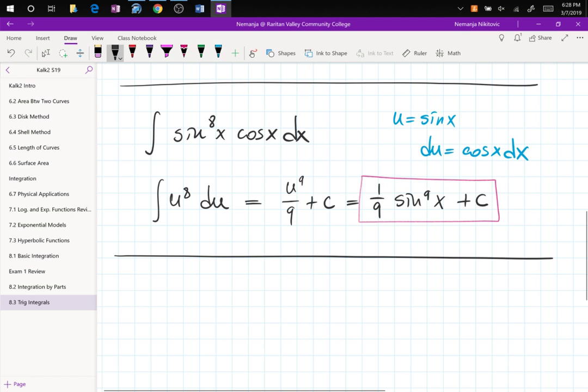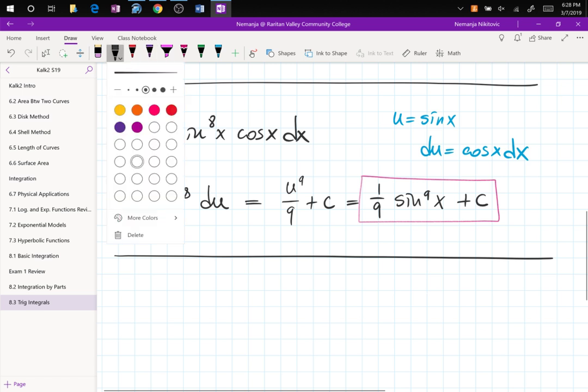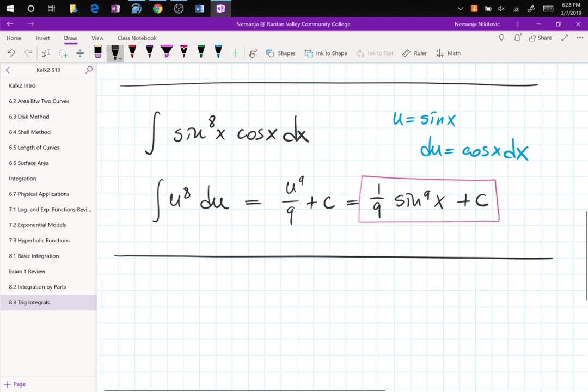Is it possible to do this problem the other way, where my u is cosine x? And the answer is no. Why? Well, remember what I said last time: if you make a wrong substitution, you're just going to make the problem worse. You will see it.